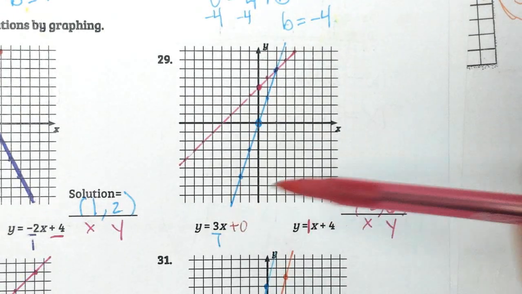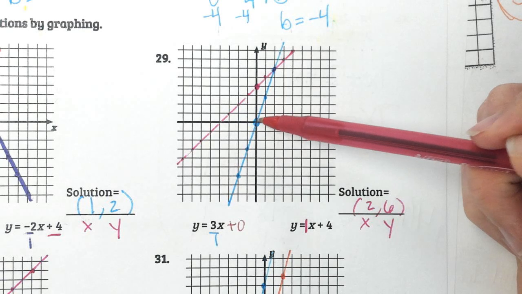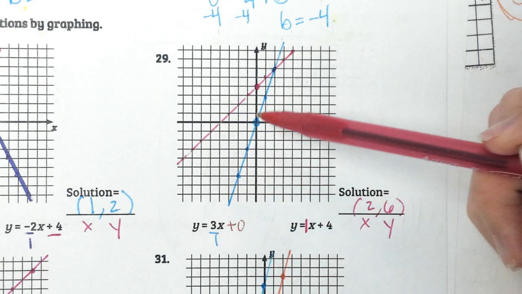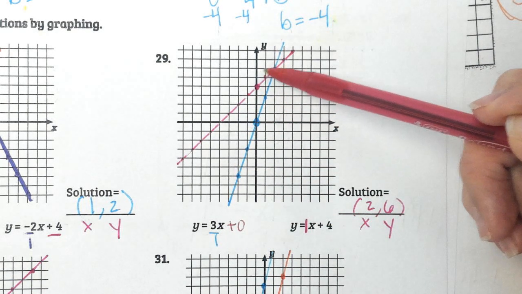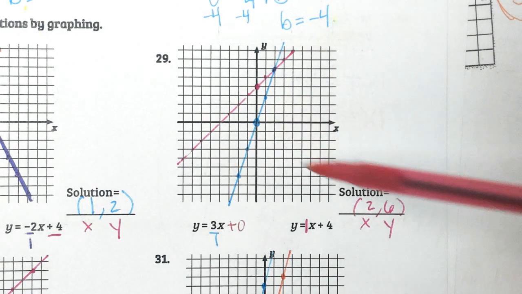Number 29. If there's nothing at the end, that means my begin is 0. It starts at the origin. My slope was 3. That's 3 over 1. Up 3, right 1. Up 3, right 1. Or down 3, left 1.